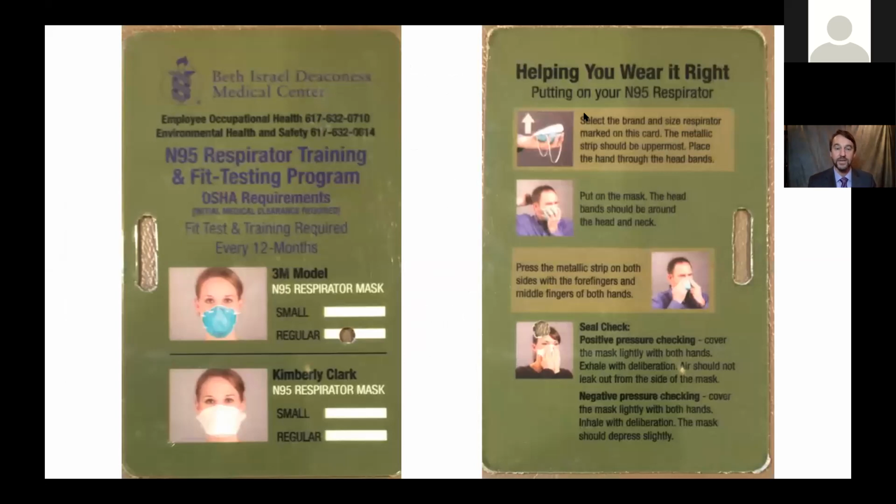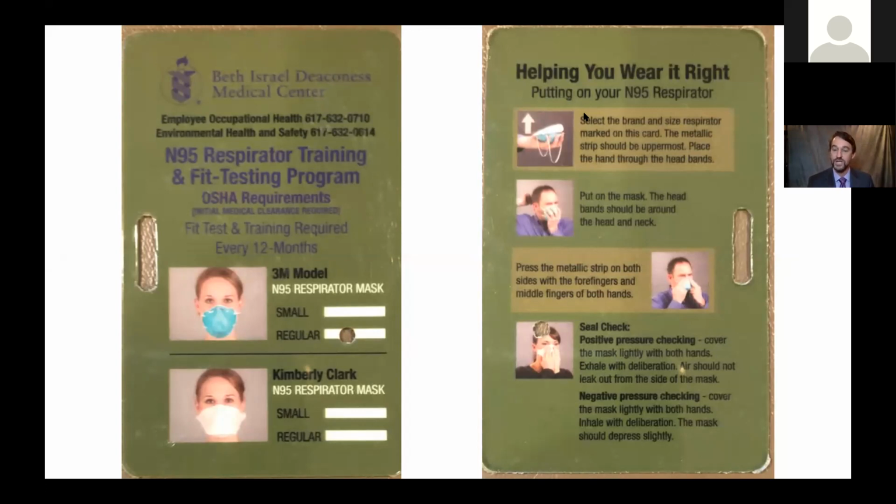This is the other card that I carry with my identification from Beth Israel. This is my N95 respirator training fit testing program. It tells me that I've passed on a 3M model. On the back of that card, it tells me how to wear it. It tells me also that I need to do a user seal check every time I put on that N95. That's both a positive pressure check and a negative pressure check.